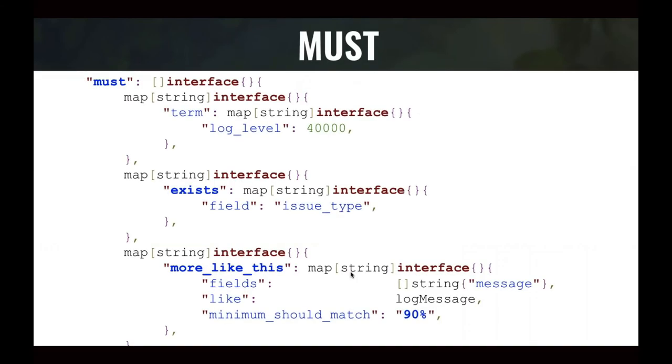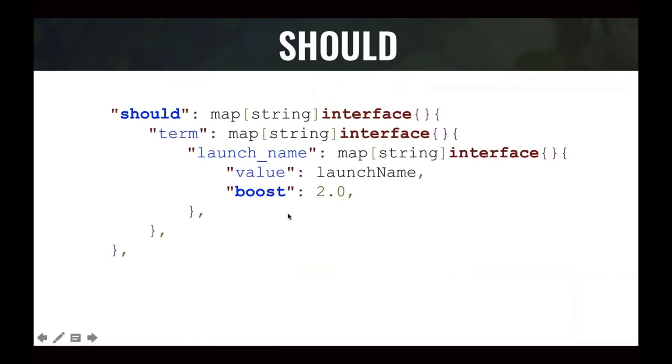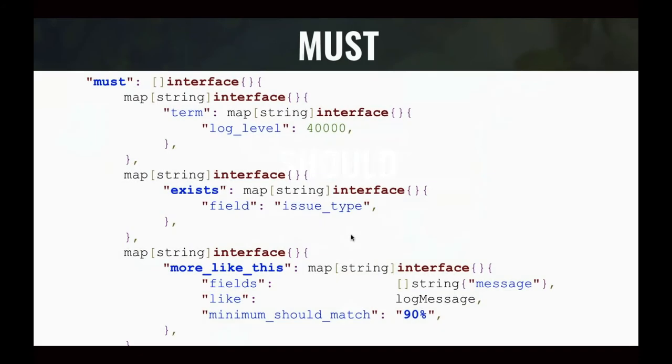It must contain the log level, which should be more than four. The log level should be failed. It also should have the issue type field, so it basically should be categorized. And for more improvement, we also use the boost algorithm to boost the priority for the items which have the equal launch name, which have the equal name, and are stored in the same place of the structure.